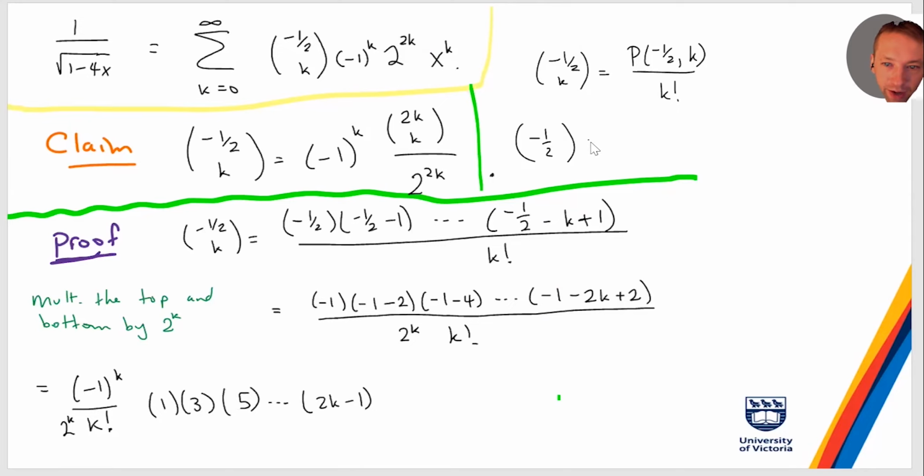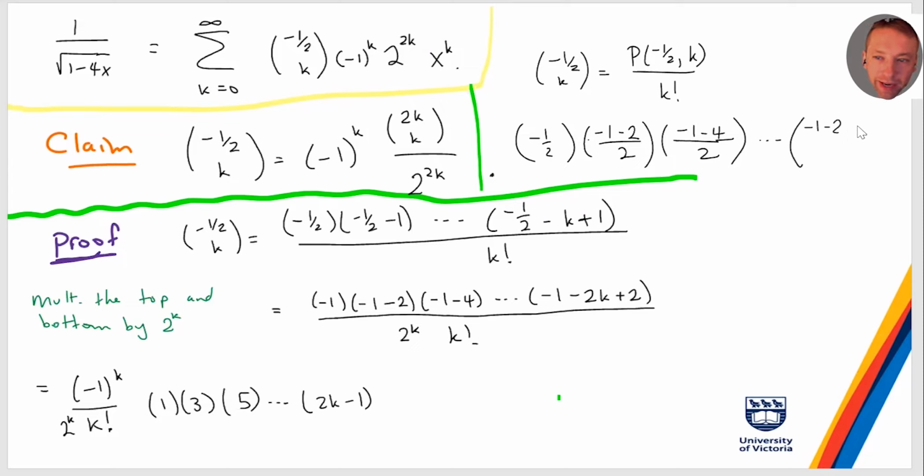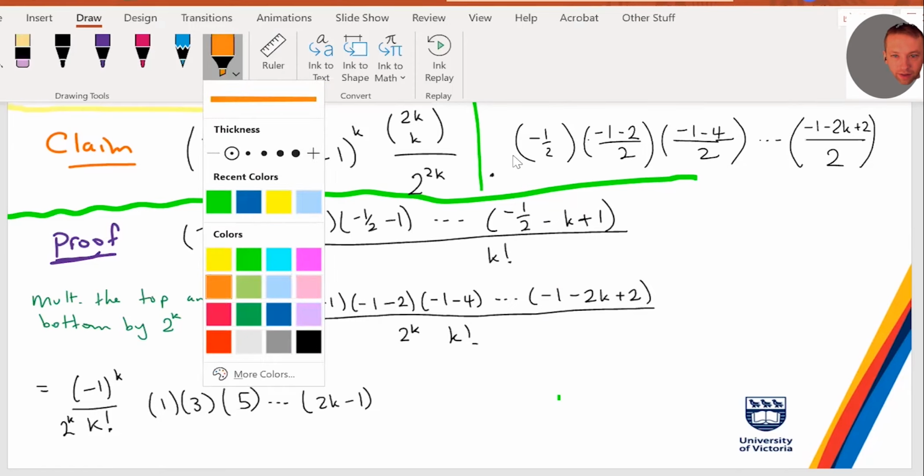Negative a half minus 1 is like negative 1 on the top minus another 2 on the top, over 2. Because when you put this 1 on the top, if you do the fraction thing, you have negative 1 minus 2, which is negative 1 minus 4 over 2, if that makes sense. And if you think about it, the last term is going to be negative 1 minus 2k plus 2 over 2. So what I'm doing here is just rewriting this product.